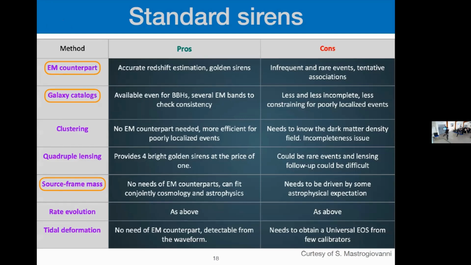Okay, there are other methods that I'm not going to discuss because they are, let's say, less relevant, at least today. They will maybe be more important with 3G detectors. Of course, lensing: if you get lensed sources, you might be able to constrain cosmological parameters from the time delay between the images. You can use the tidal deformability of neutron stars to decouple masses and redshift, and so on. All these effects are very useful in the future, but nowadays we cannot use them.